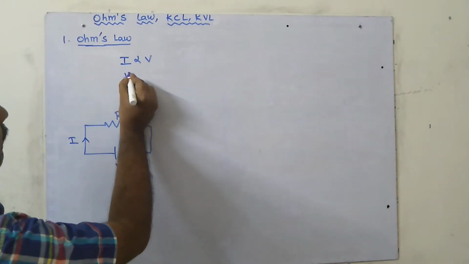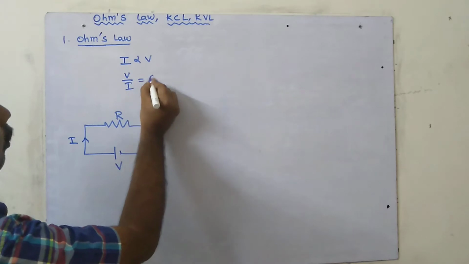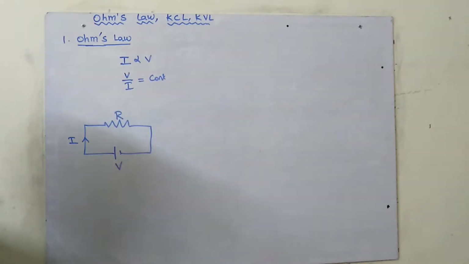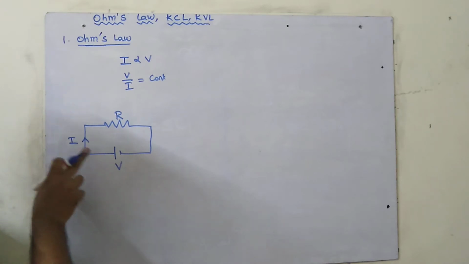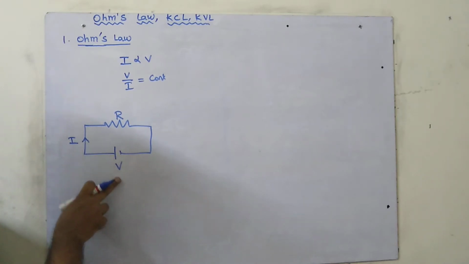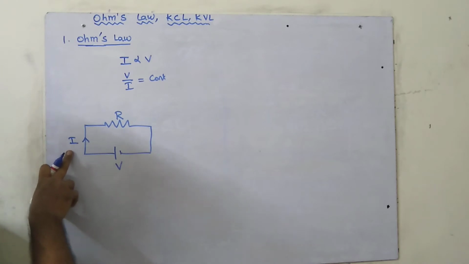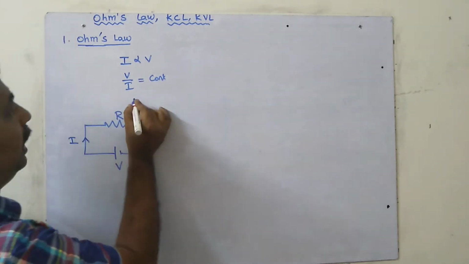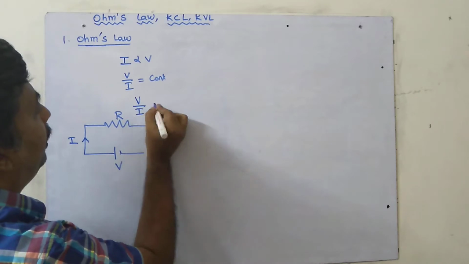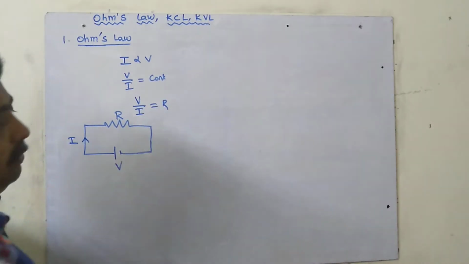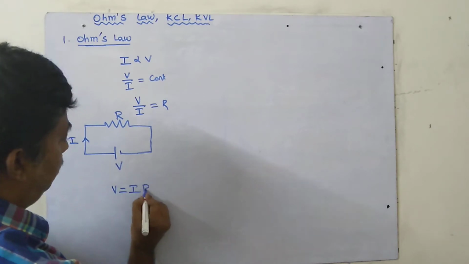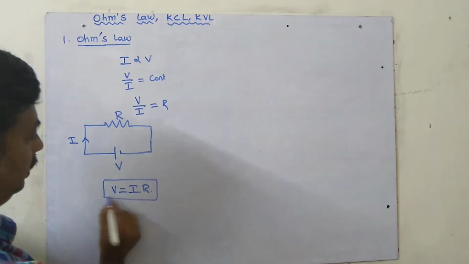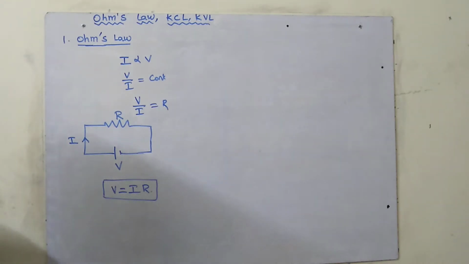Otherwise I can write V by I equal to constant. The ratio V by I will be a constant. If V increases, automatically I increases. The V by I ratio will be constant. That ratio V by I will be equal to R. This is Ohm's law. Simply we can say that V equals IR. This is the simple Ohm's law: voltage equals current into resistance. The resistance unit is ohms. Already you have studied all those things. This is Ohm's law.